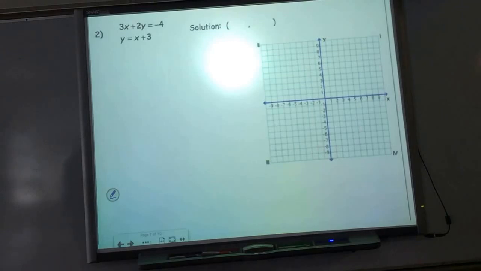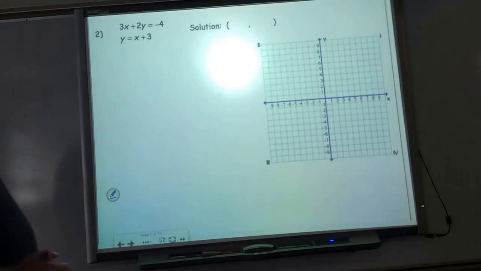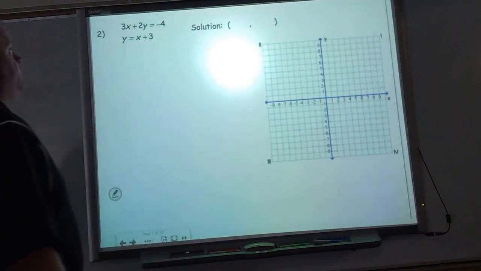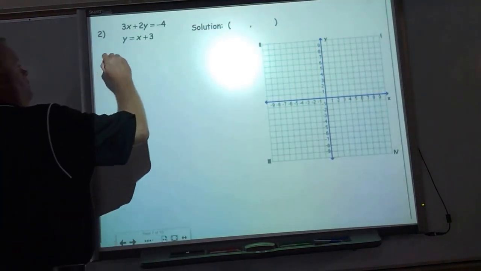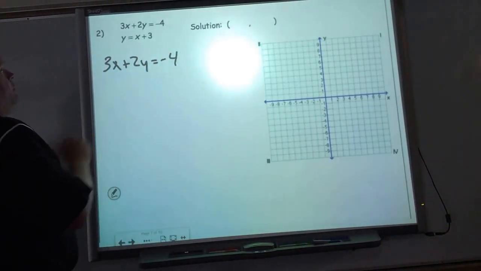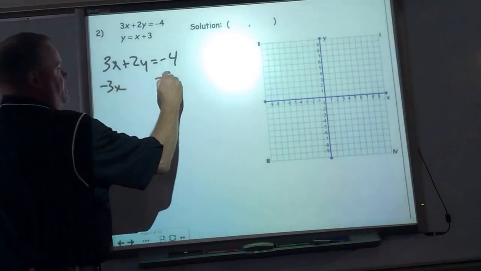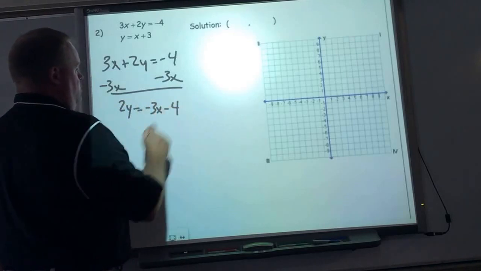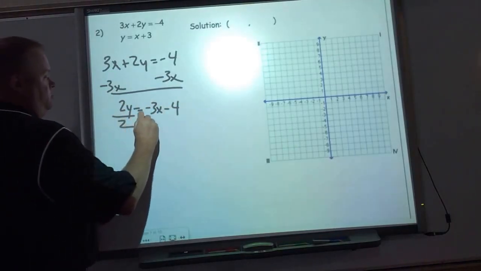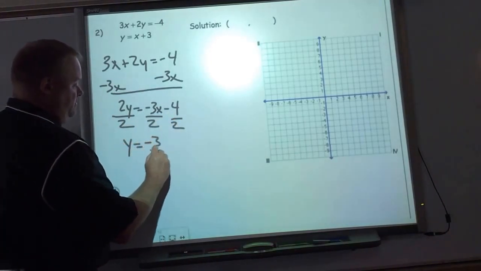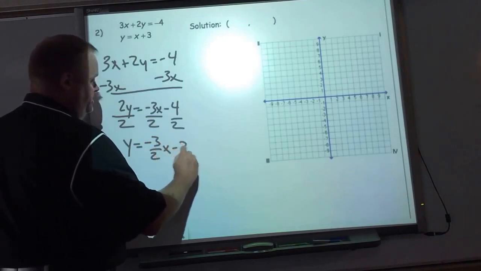I've got 3x + 2y = -4 and y = x + 3. I noticed between the two of them, one's already in slope-intercept form and one is not. Let's go ahead and deal with the one that is not. I have 3x + 2y = -4. I want to move my 3x to the other side. That gives me 2y = -3x - 4. I'm going to divide by 2, giving me y = -3/2 x - 2.